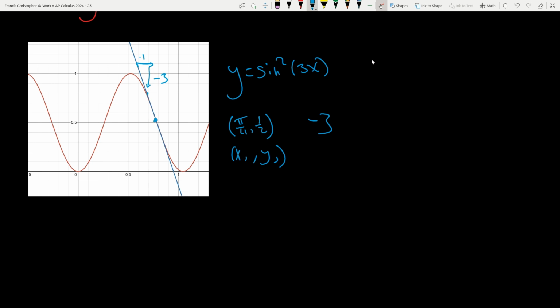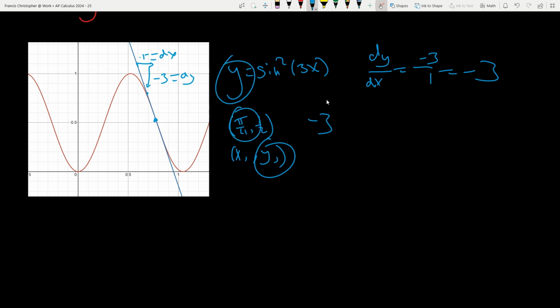So this is a good way to think about it. This is our dy, and this is our dx, because this is just slope, essentially, equals negative 3 over 1 equals negative 3. So just so you're not blindly plugging in numbers, we found y1 by plugging in pi over 4 in y. X1 was already given, and we found negative 3 by plugging it into the derivative that we found.